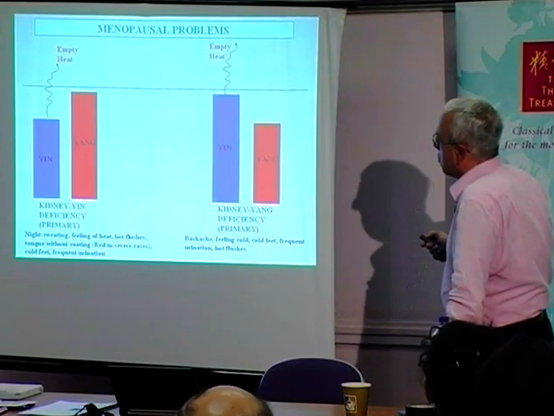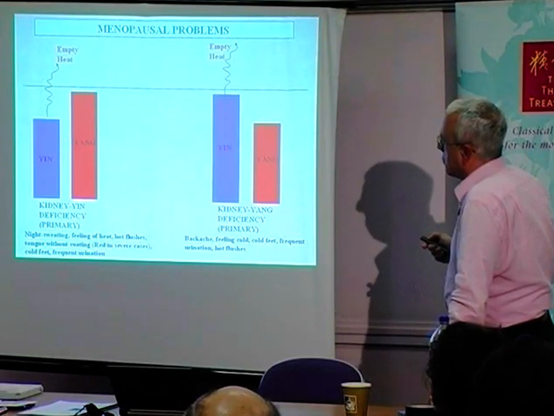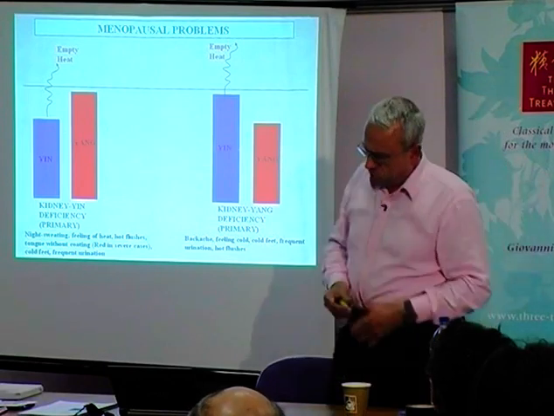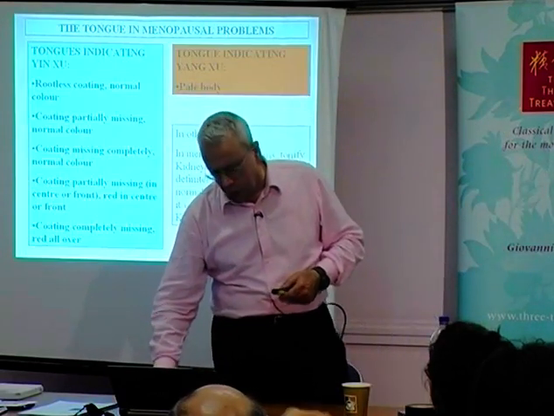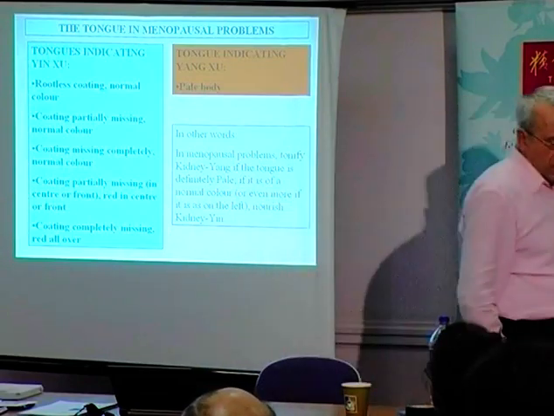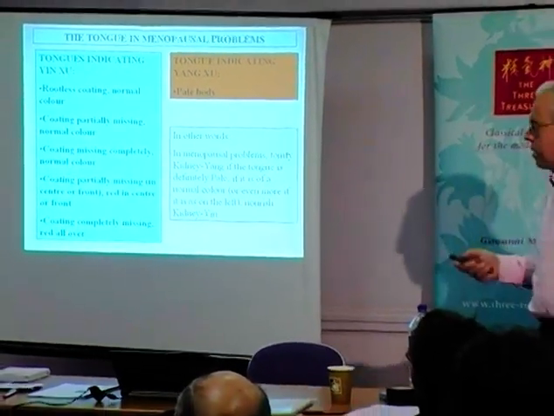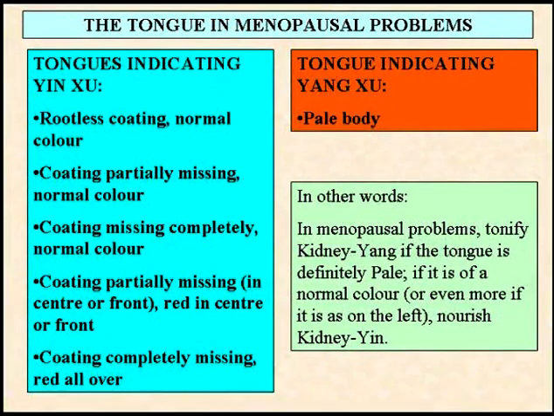And the tongue is very important to differentiate these two. The tongue indicating yin xu can have many different manifestations. The mildest is a rootless coating with normal color. That's the mildest form of yin xu. And the most severe is the coating completely missing and red all over. And anything in between.